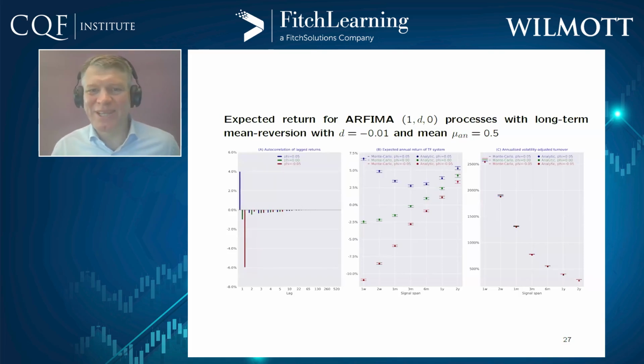So maybe something like the green line, where we don't have a strong short-term effect. Long term, we are mean reverting. There's evidence on it, but there's a drift. We can still adjust our signal span to have an expected positive return. And this is very important.